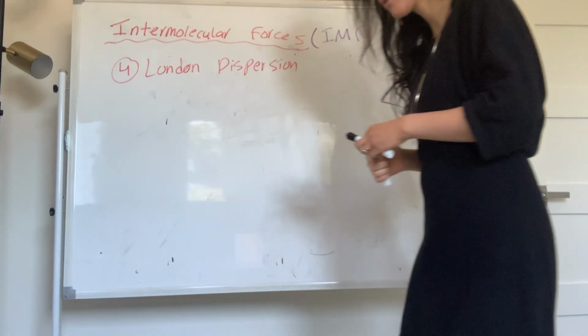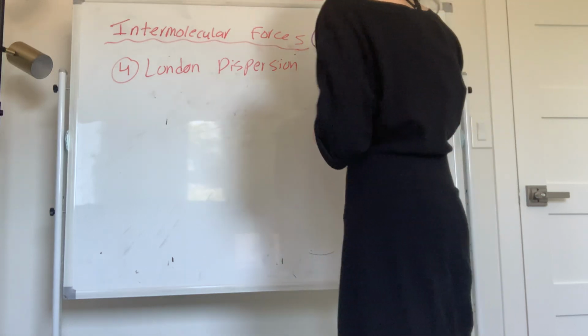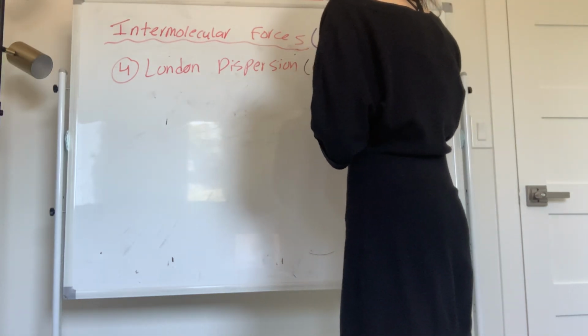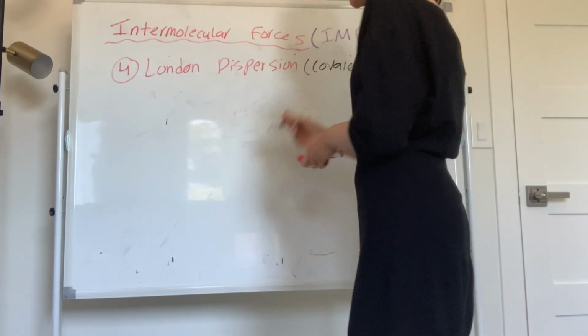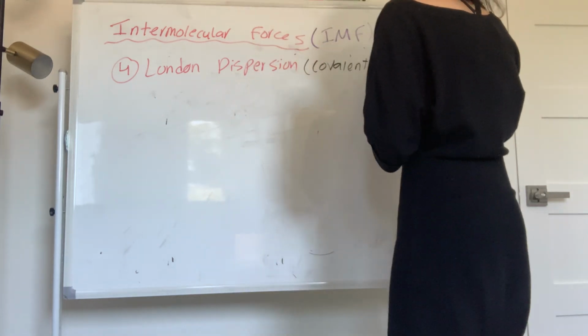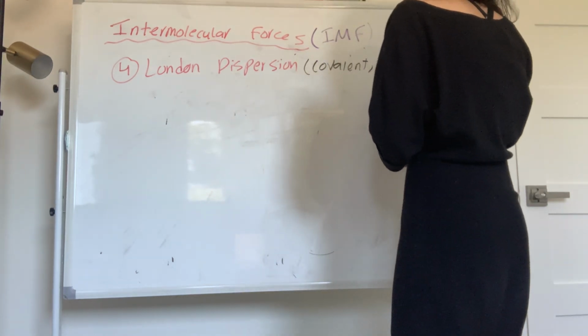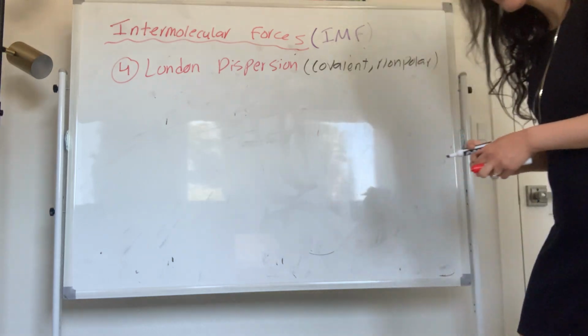So, how do you know you have a London dispersion? It's a covalent compound. So, if you have two nonmetals together, and don't forget, count hydrogen as a nonmetal for me. But then when you draw it out, the molecule has to be non-polar.